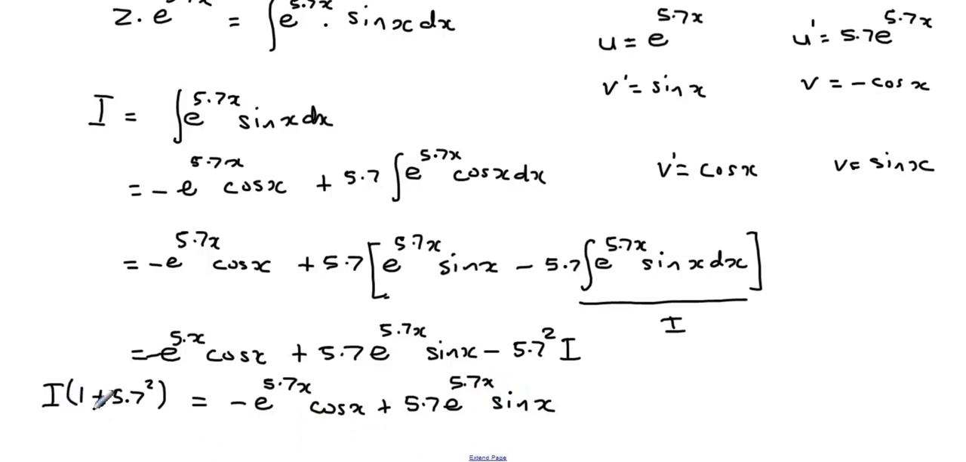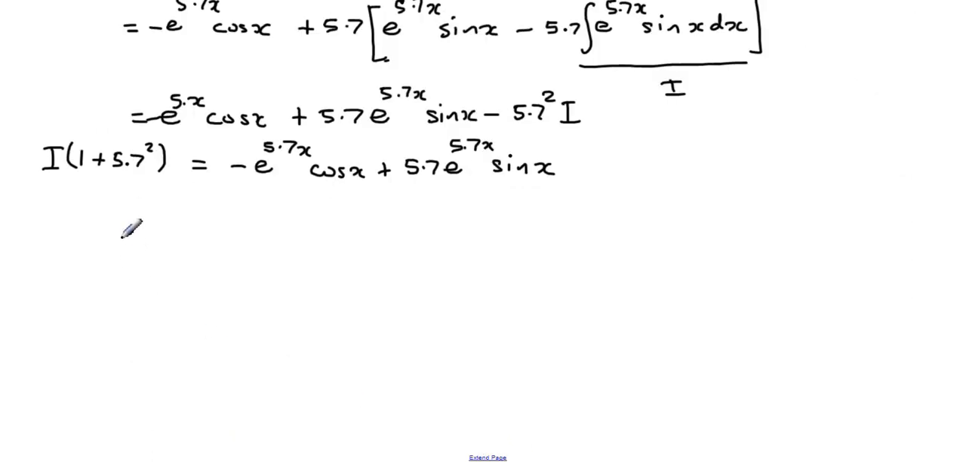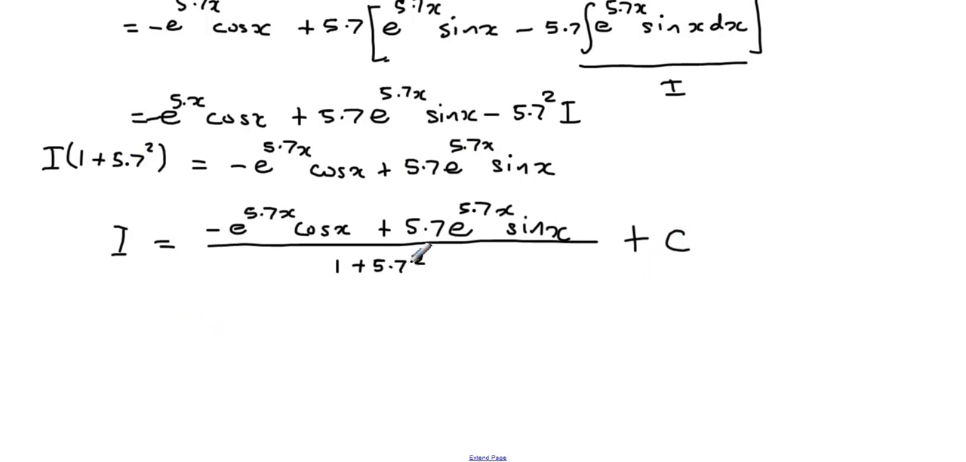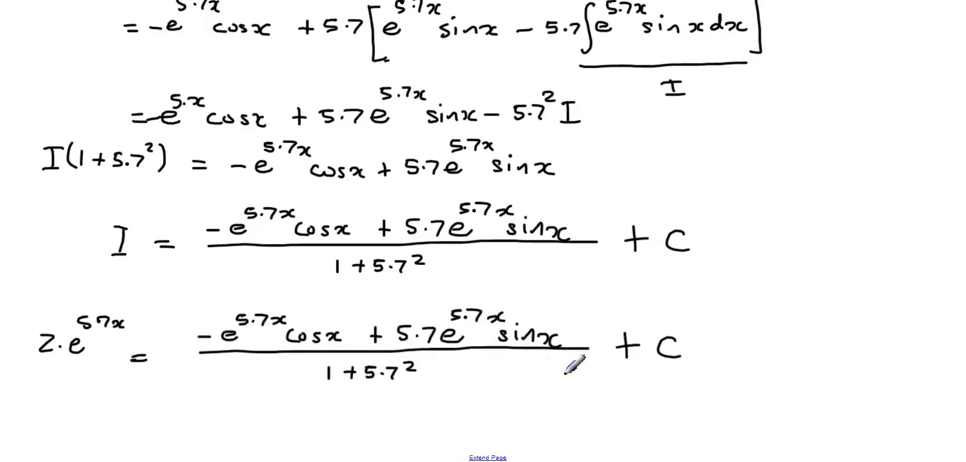So now we need to make I the subject of the formula, which then remains as I equals this expression divided by this number, of course, plus c. Now this is the right-hand side. Remember, our integrating factor was e to the power 5.7x. So our z times e to the power 5.7x is equal to this right-hand side. That's what we have here.